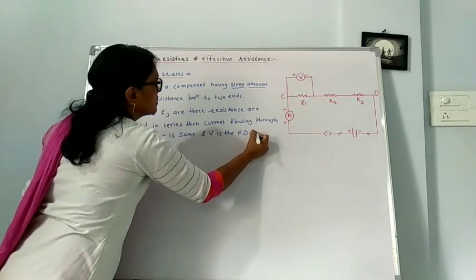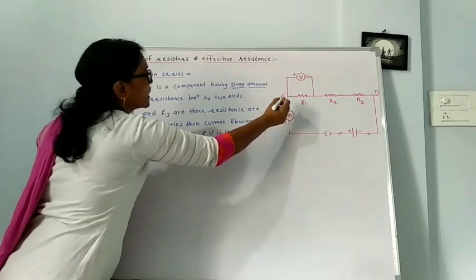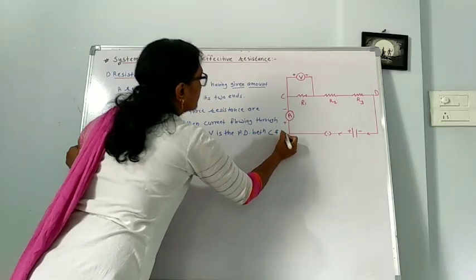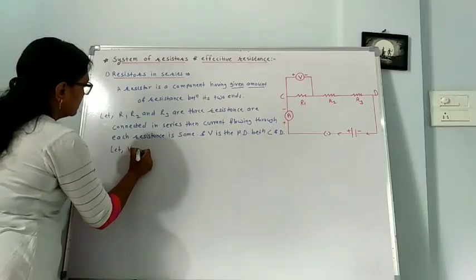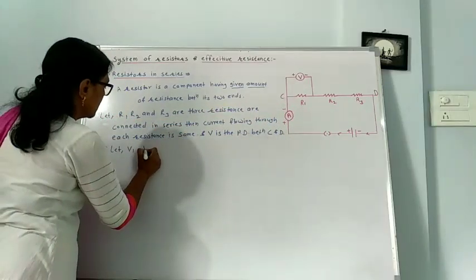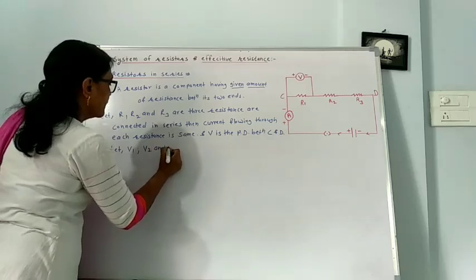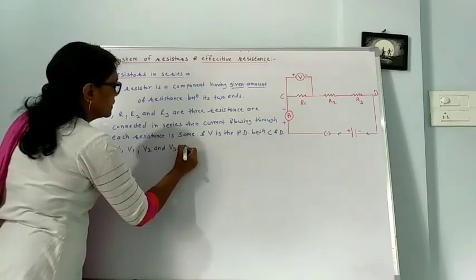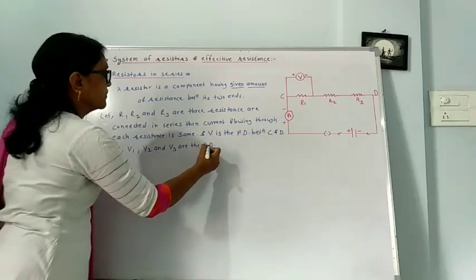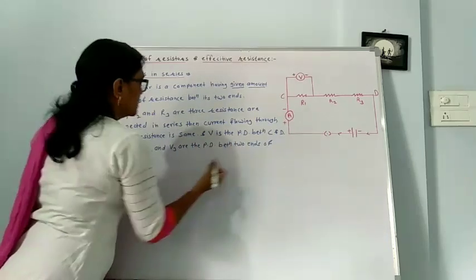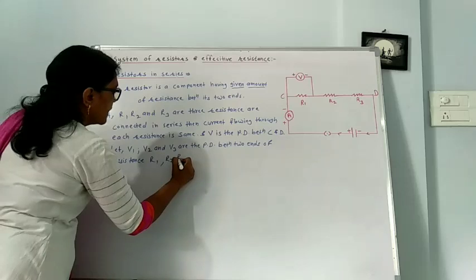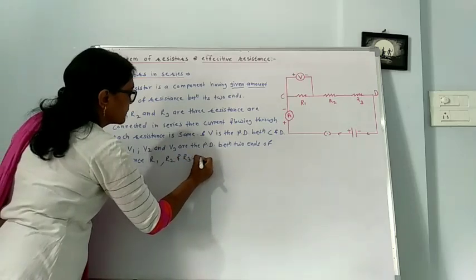potential difference between the two ends C and D shown in the diagram. Let V1, V2 and V3 be the potential differences between the two ends of resistances R1, R2 and R3 respectively.